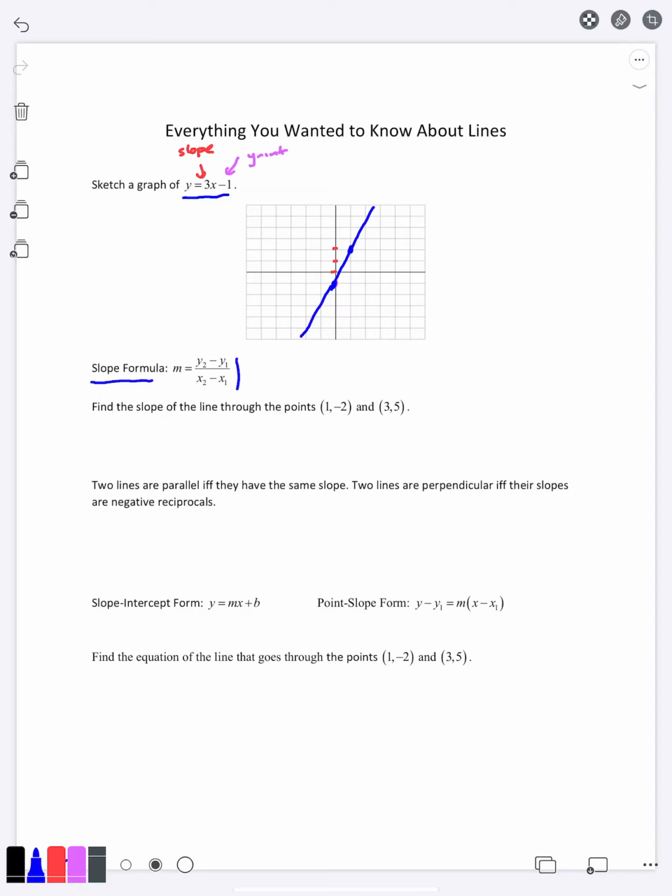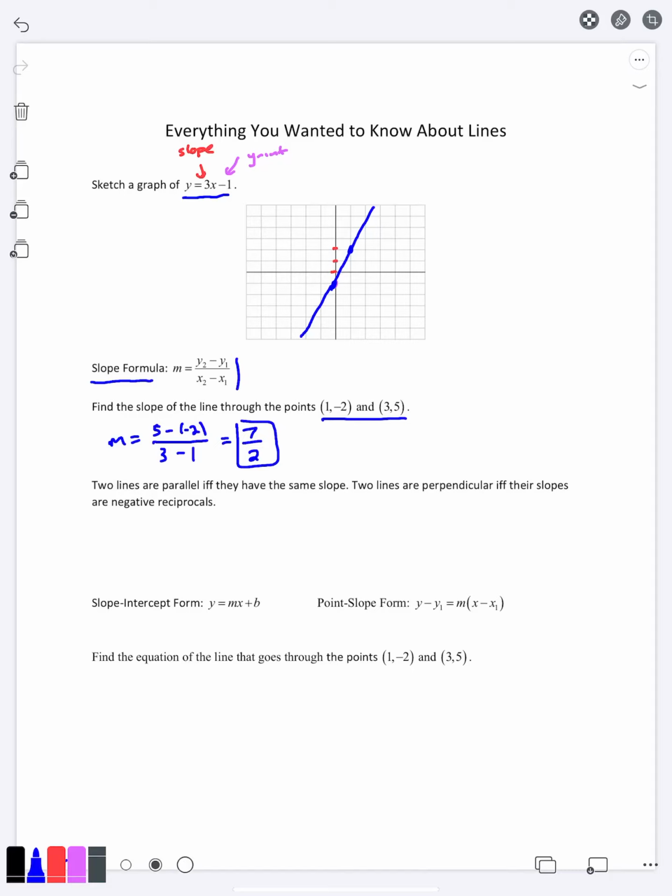Let's find the slope of the line that goes through these 2 points here. Now, just like the distance formula, it doesn't actually matter which one you call the first point or the second point. So I'll just do it in the order they're written. The second y value is 5. The first y value is -2. The second x value is 3. The first x value is 1. And then we're going to go ahead and work this out here. 5 minus -2 is 7. 3 minus 1 is 2. So my slope is 7 over 2, or 3.5.